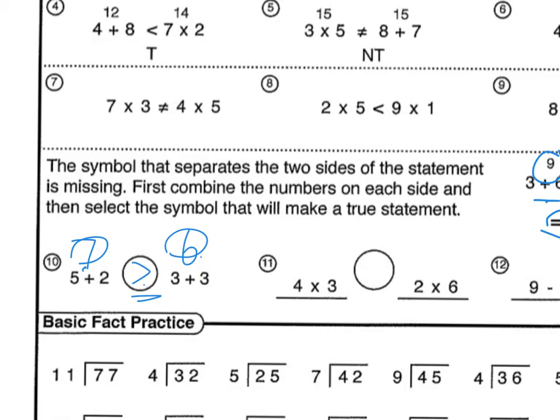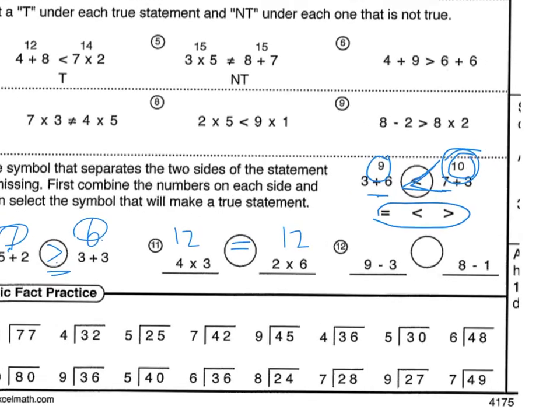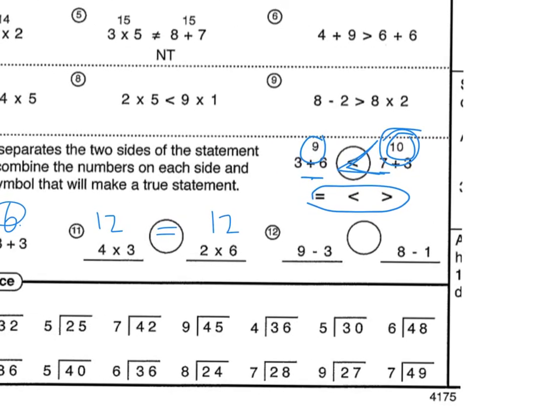All right, pause the video and try number 11. Should have 12 here and 12 here. 12 is equal to 12. So you should put an equal sign in there. All right, pause the video if you haven't already done number 12, and let's go over number 12 once you have that done. 9 minus 3 is 6. 8 minus 1 is 7. 6 is smaller than 7, so you got to put that symbol right there in.